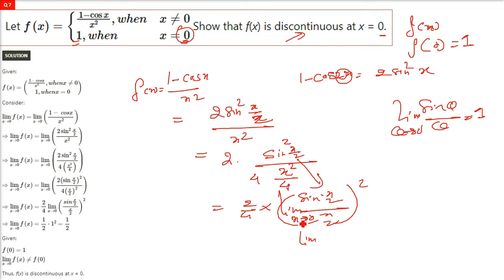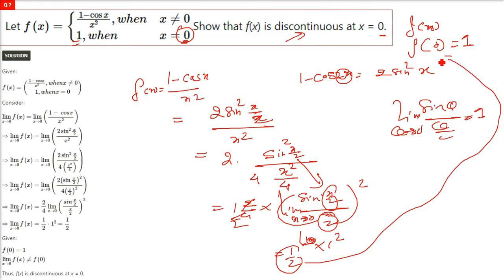So this is 1. You can just leave all the right hand side things, because sin theta by theta is 1. We are only left with 2 by 4. So 2 by 4 is 1 by 2. Since the limit is 1 by 2, but the value of the function at x equals 0 is 1, they are not matching. So the function is discontinuous at x equals 0.